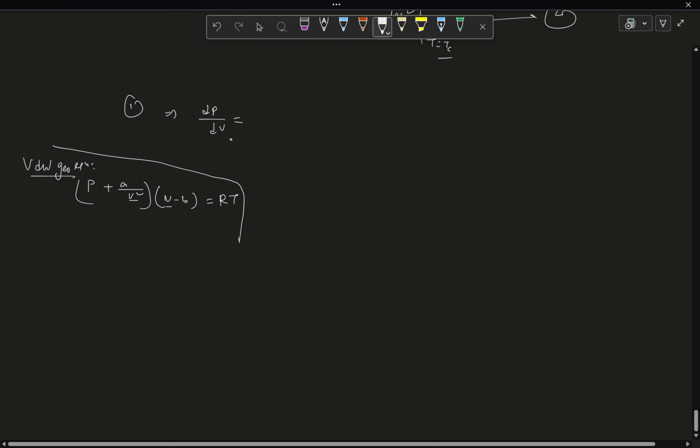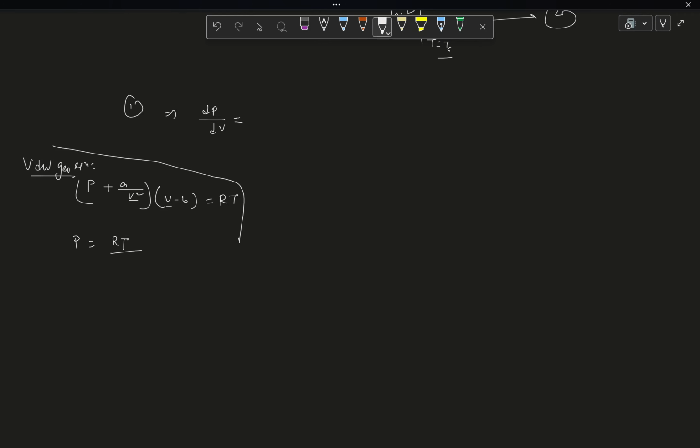So from here we can calculate our dP/dV, because you can just write this in terms of P only on the left hand side. So this is RT by V minus b minus a by V squared. So your dP by dV is just minus RT, you just have to take the derivative with respect to V, minus RT by V minus b whole squared plus 2a by V cube, which is nothing but 0 as per condition number 1.